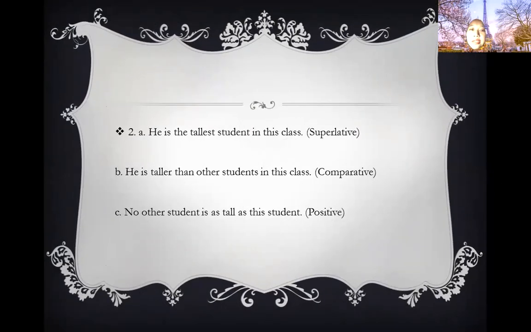Next, he's the tallest student in this class. Superlative. It is shown by the tallest student. How about for comparative? He is taller than other students in this class. So here, the words taller than show comparative, comparing two persons. Next, positive. No other student is as tall as this student. So that shows positive.